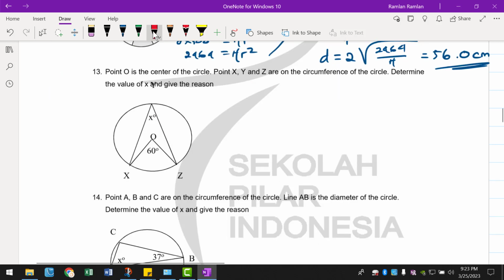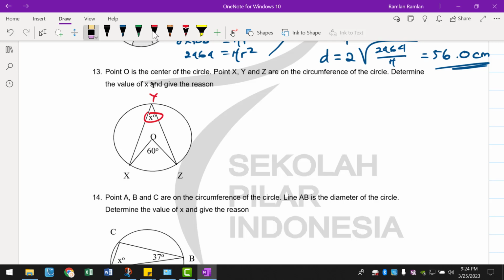Point O is the center of a circle. Points X, Y, Z are on the circumference of the circle. Determine the value of x and give y. So x is this one. It's not this x, it's this one over here. So this y here actually should be here, guys. Sorry.